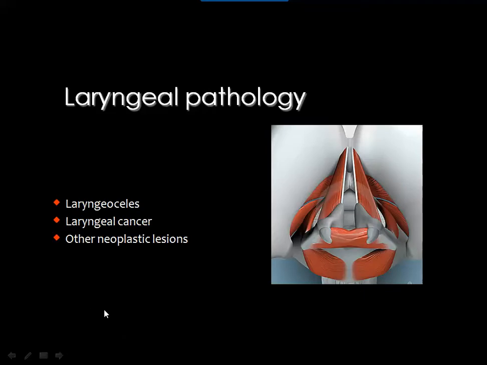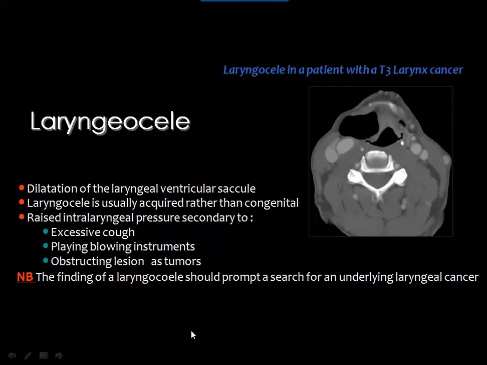Then we come to the laryngeal pathology. We have two main issues here, the laryngocele and the laryngeal cancer. Then we will mention some of the other relatively uncommon lesions. Laryngocele is just an acquired dilatation of the laryngeal ventricle.